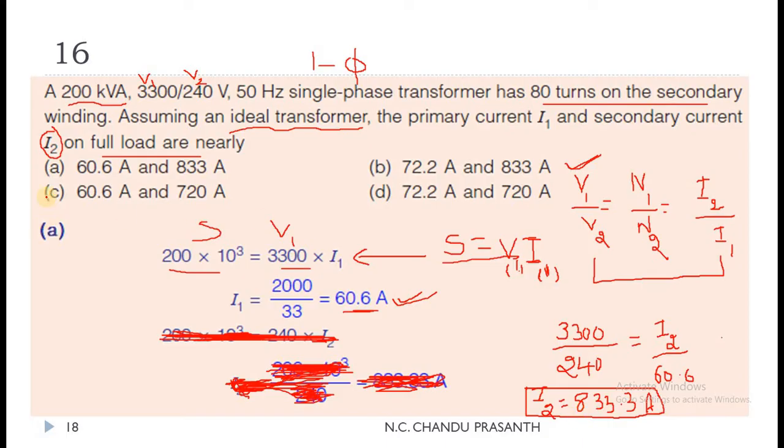833.3 amperes. What is the correct option? 60.6 amperes is the I1 and 833 amperes is the I2 value. It is the correct option.